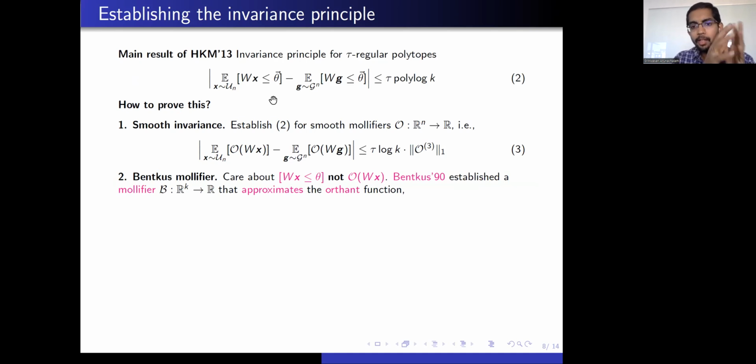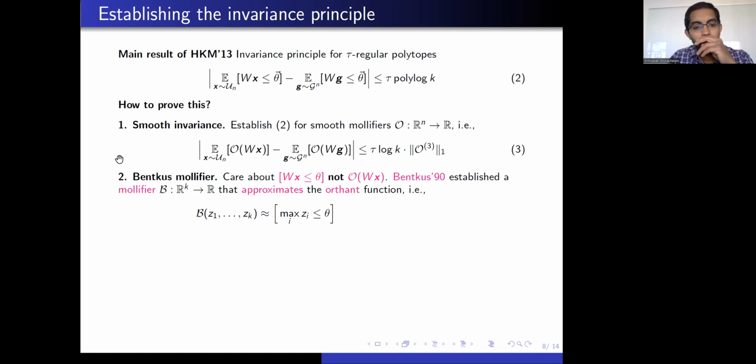They used this very fantastic result established by Benkus in 1990, where he says you can actually approximate the indicator function using a very smooth modifier, that is B. In particular, think of B as a modifier that takes k real numbers to R. It's a very close approximation to max over i of Zi at most theta. You should view Wx at most theta as saying that the maximum value of Wx is at most theta. So this is exactly what's happening here. And B is the modifier I'm going to be using eventually that approximates O.